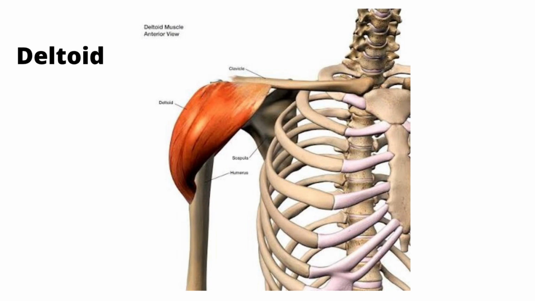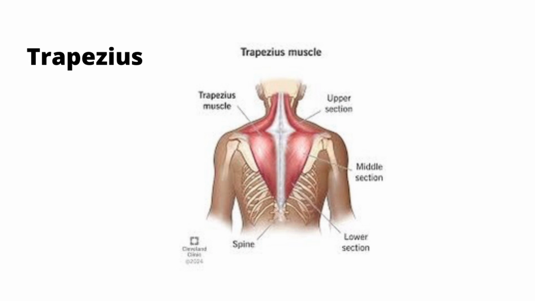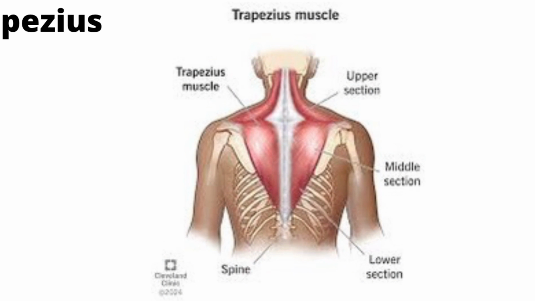Deltoid, the most visible muscle that gives the shoulder its round shape. It has 3 parts. Anterior deltoid lifts the arm forward. Lateral deltoid lifts the arm to the side. Posterior deltoid moves the arm backward.